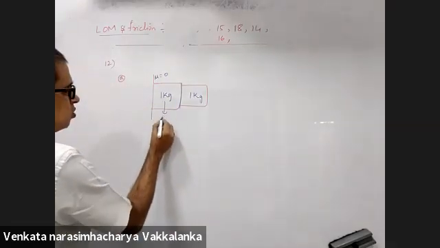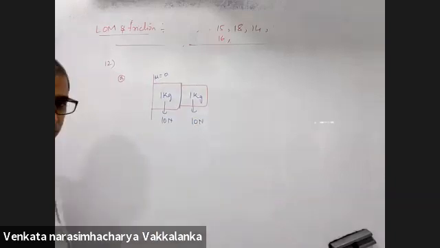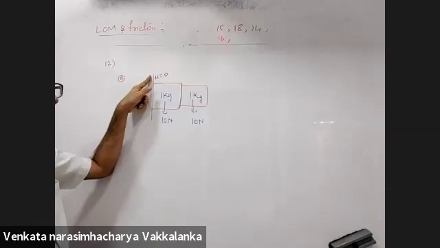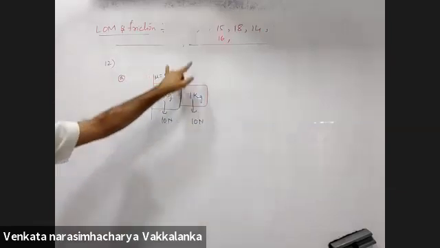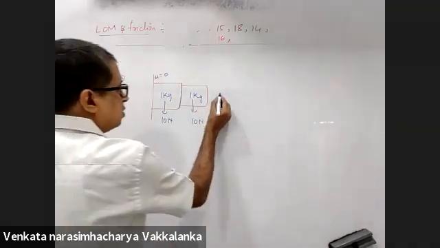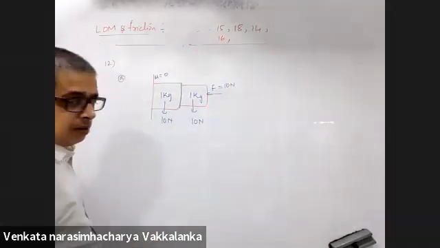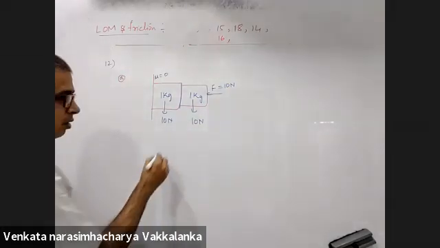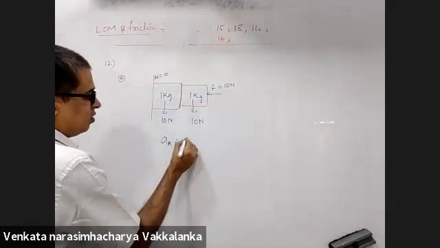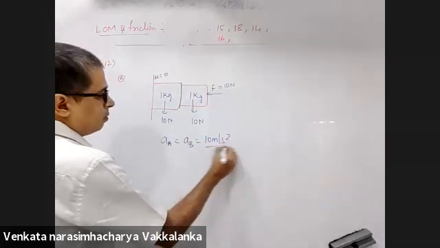Both will have, this is 10 Newton of a force. This is 10 Newton of a force. There is no friction here. Both are moving down with the same acceleration. This normal force does not matter for me at all. Acceleration of A is equal to acceleration of B is 10 meter per second square.